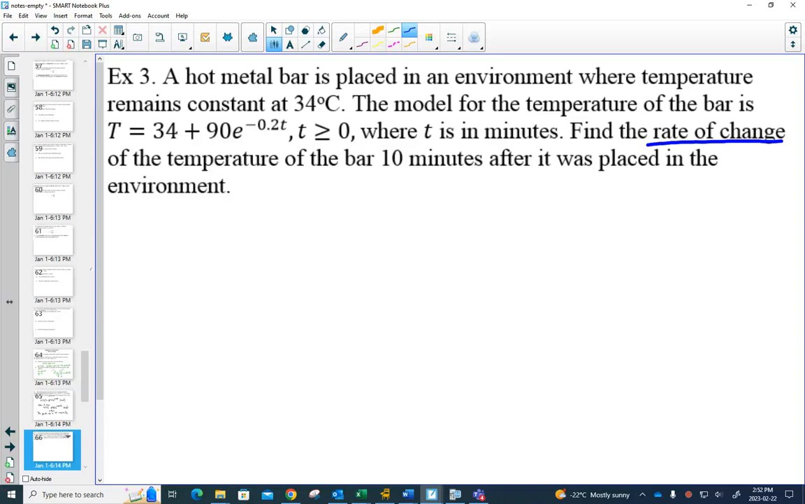Now, according to this formula as well, what kind of graph would this be? This is an e to the x graph with a negative in the exponent, so it would have a reflection over the y-axis. This is decreasing with a vertical shift up at 34.